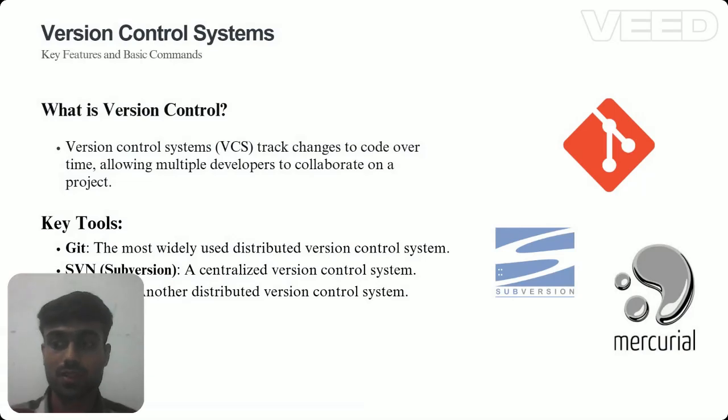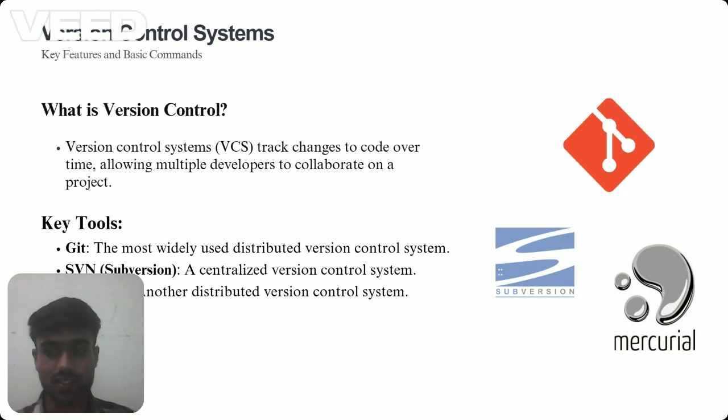So the first category is version control system. So what basically is a version control? Version control systems track changes to code over time, allowing multiple developers to collaborate on the same project. So there are some tools under this category. The first tool is Git. Git is the most widely used distributed version control system.